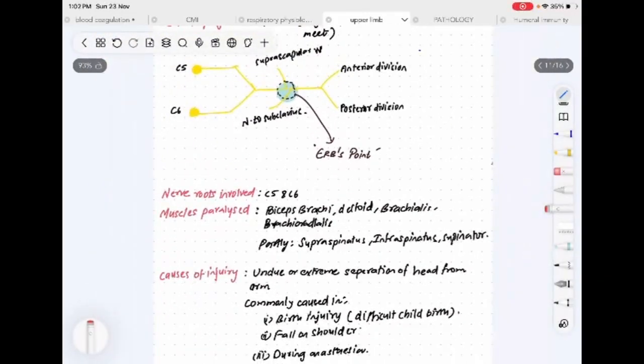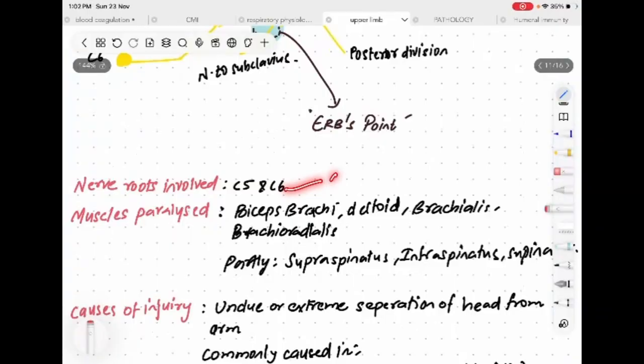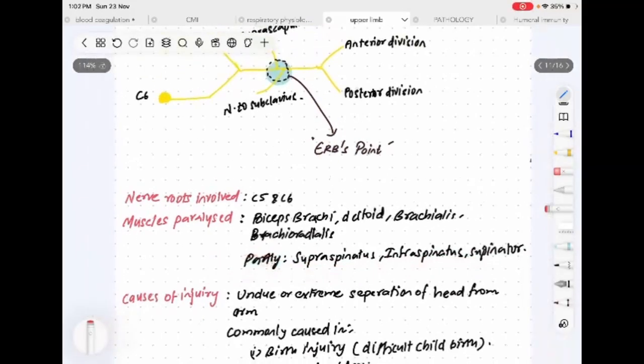Now, what are the nerve roots involved? Obviously C5 and C6, because it is a lesion of upper trunk, right? Now, what are the muscles paralyzed? Muscles paralyzed are biceps brachii, deltoid, brachialis and brachioradialis. So almost all the anterior compartment of arm, right? Next, partly supraspinatus, infraspinatus and supinator. So in short, the anterior compartment of arm is affected.